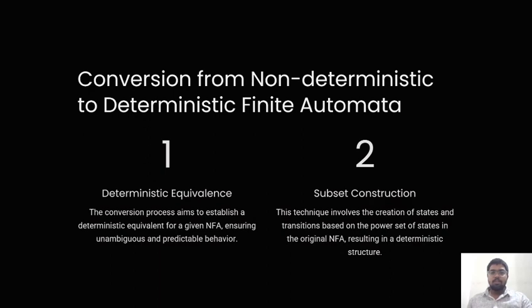Conversion from non-deterministic to deterministic finite automata. Number one, deterministic equivalence. The conversion process aims to establish a deterministic equivalent for a given NFA, ensuring unambiguous and predictable behavior. Subset construction: this technique involves the creation of states and transitions based on the power set of states in the original NFA, resulting in a deterministic structure.